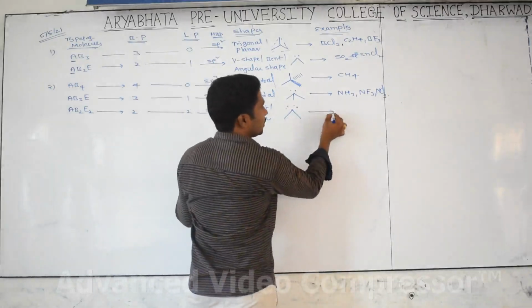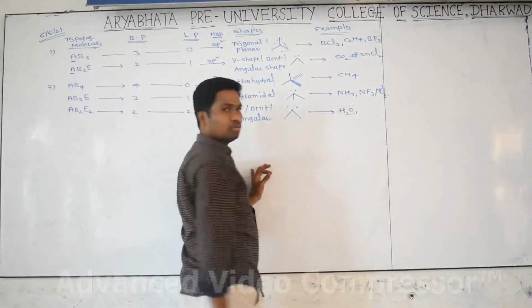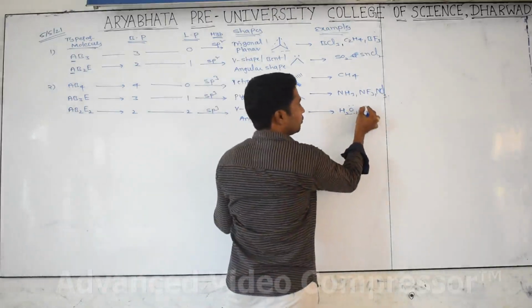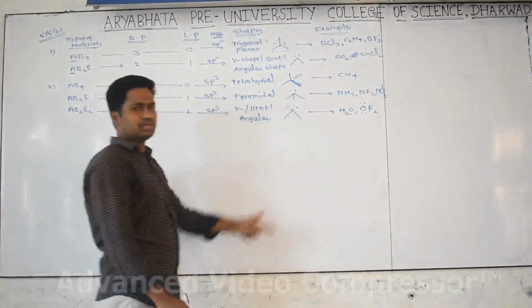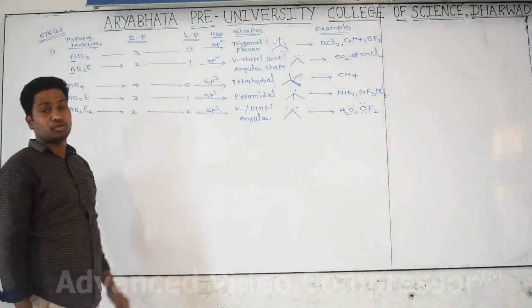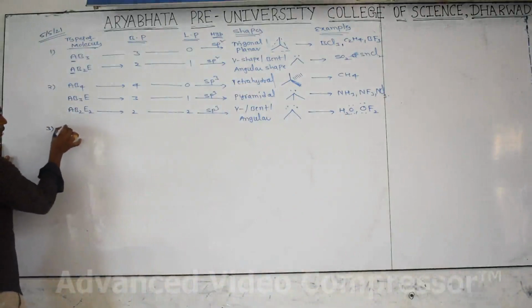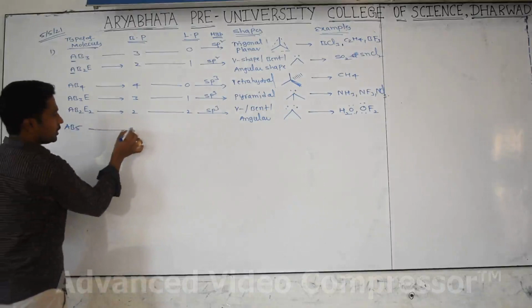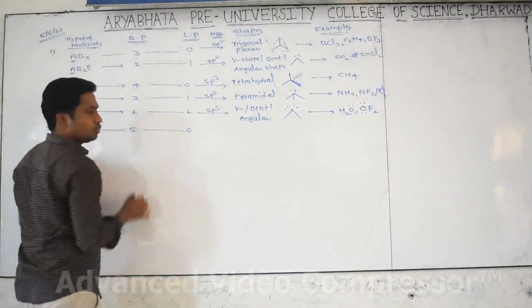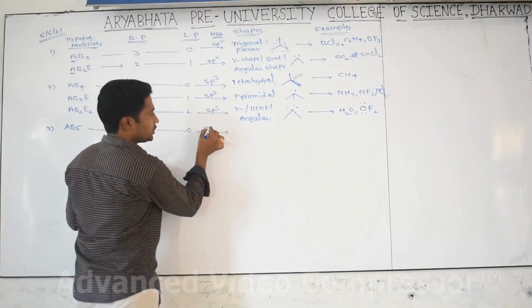After that, what molecules are we getting? H2O, very good, because of 2 lone pairs. And OF2, oxygen difluoride, then also oxygen has 2 lone pairs. Check it with the hybridization formula: 2 bond pairs, 2 lone pairs. And the third category, see carefully, AB5 molecule. AB5 has 5 bond pairs and 0 lone pair. Together 5 hybrid orbitals, possible in which hybridization?